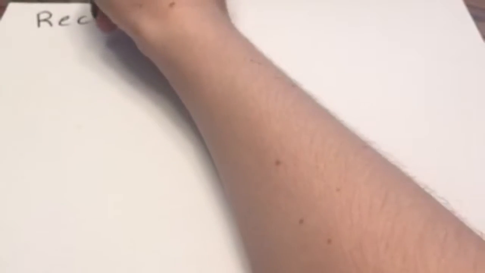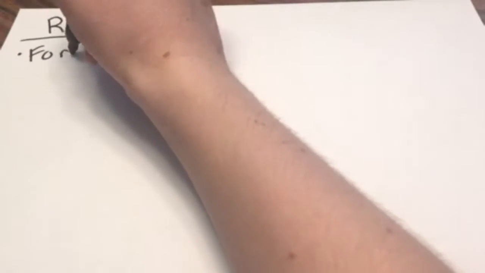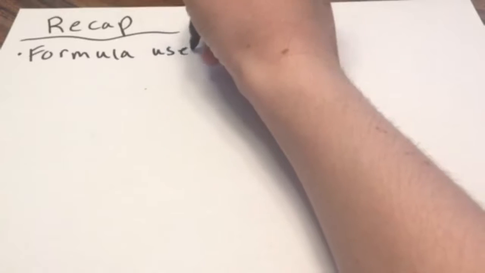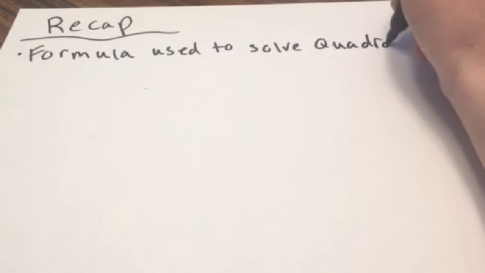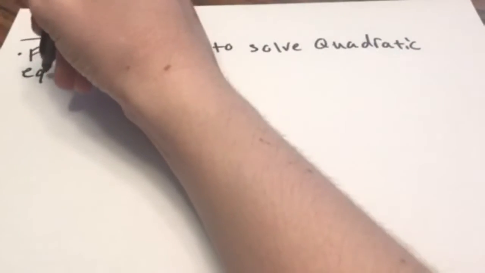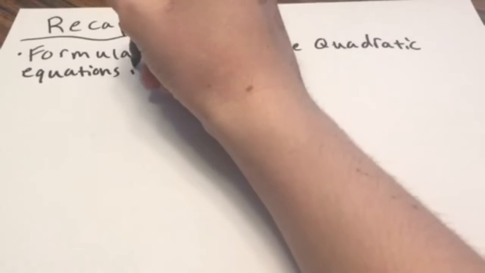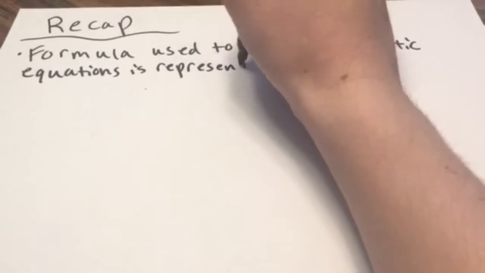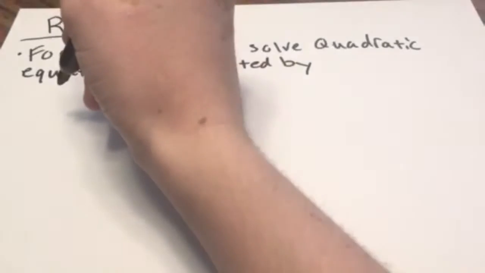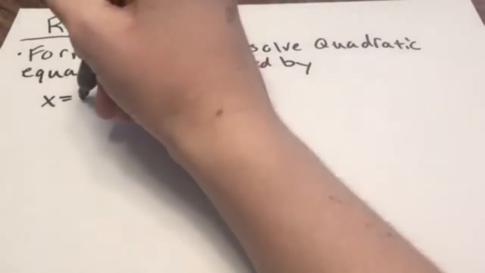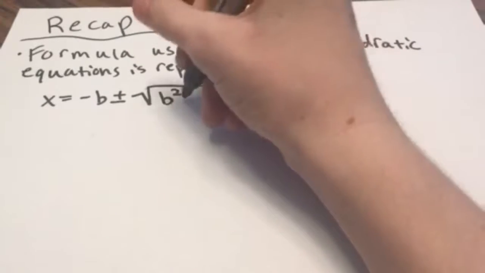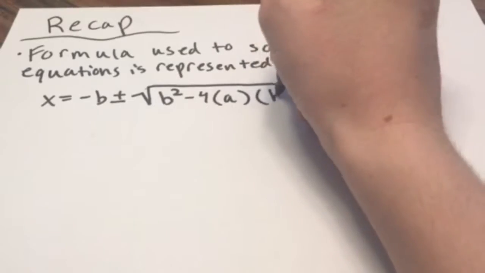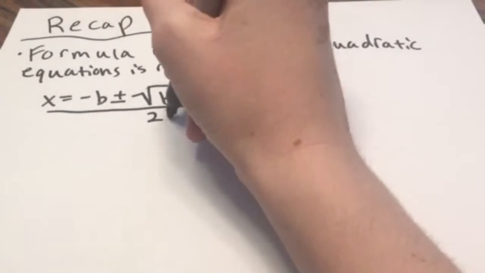Okay, so let's do recaps. So, let's adjust the camera. So we learned that the formula used to solve quadratic equations is represented by x equals negative b plus or minus radical b squared minus 4 times a times c all over 2a.